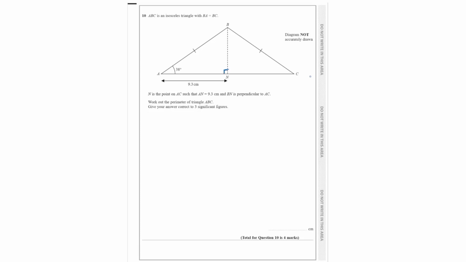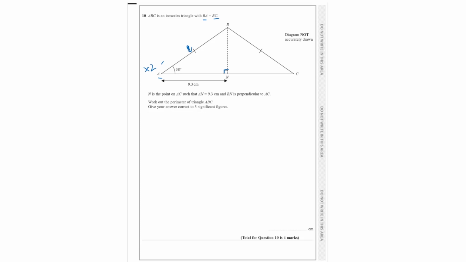So we can see that AB and BC are equal to each other. So that means if we can find the perimeter of AB plus AN and multiply that by 2, we can find the perimeter of the whole triangle. So first we have to find this hypotenuse right here.